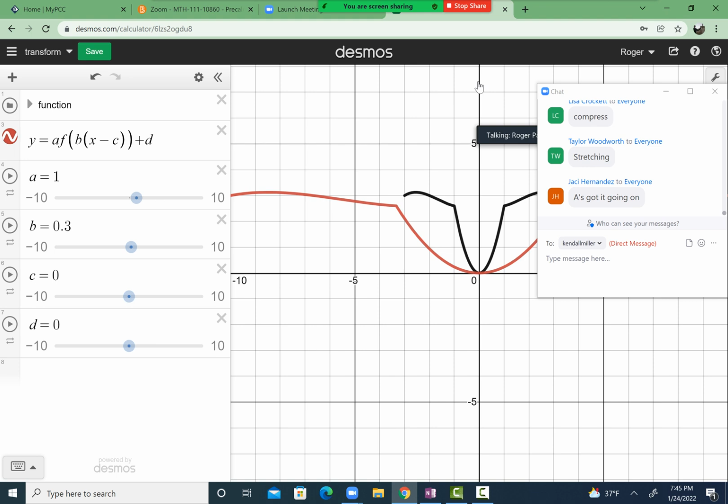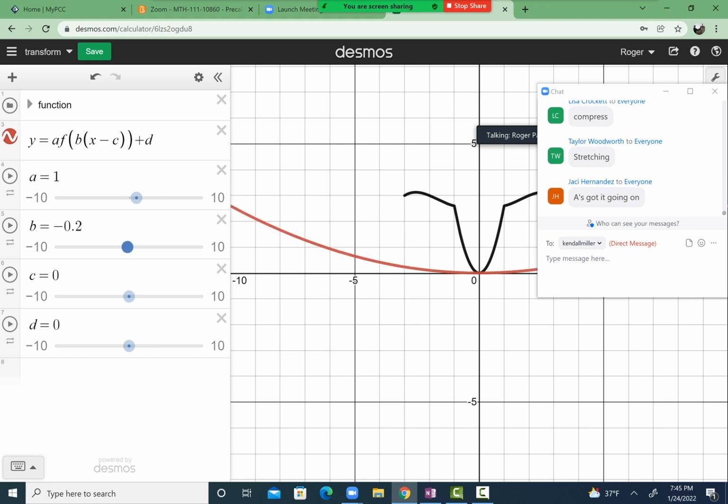Now look at that, it's 0.3, but it's way wider, right? So it's 0.3, which would be 1 over what is that? Almost a third. So it's like 3 times the size. All right, so that's what B does.